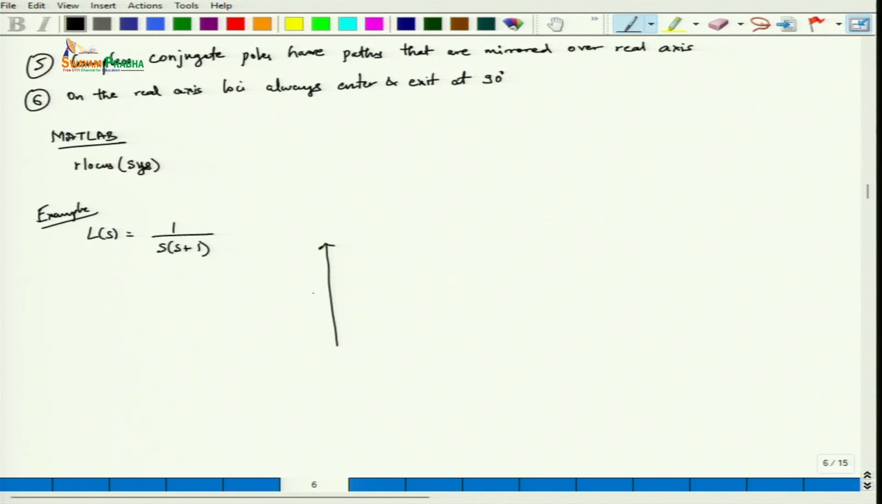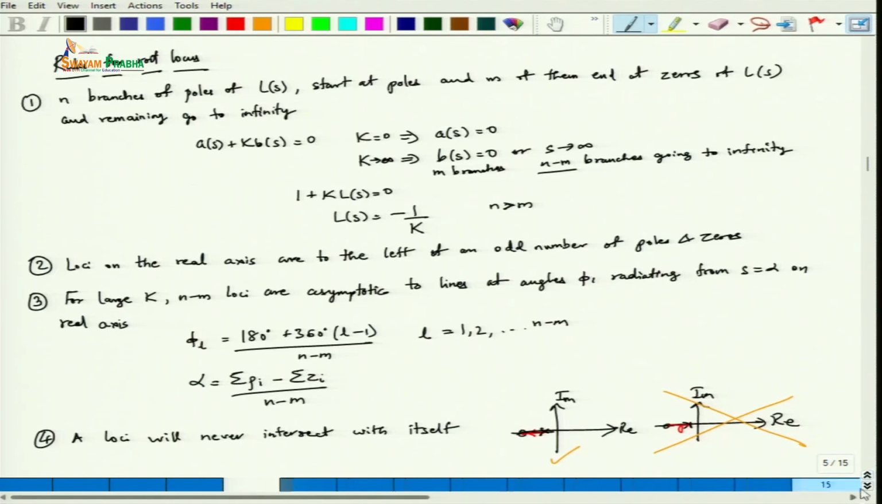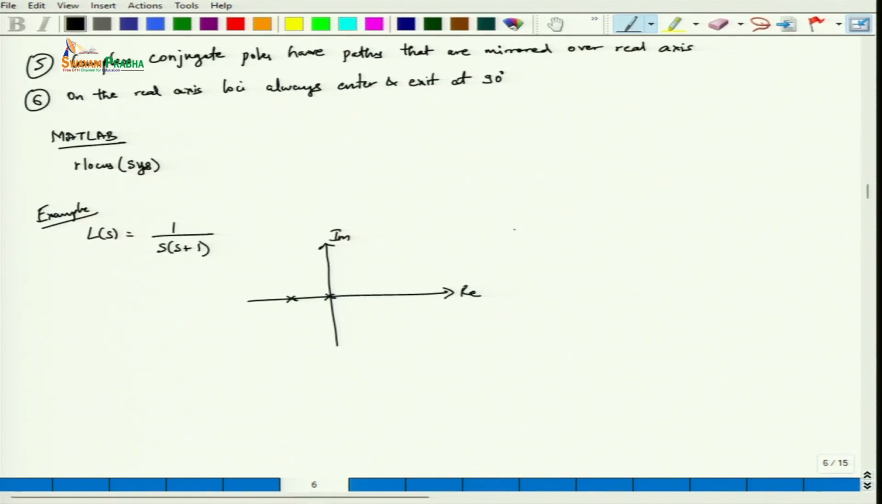So here we can plot. First we start with the S plane, and next what we do is we create a pole-zero map of this system. So here we will have S is equal to 0, S is equal to minus 1. Now looking at the first rule, we can say that there are poles at 0 and minus 1, and there are no zeros in this particular system.